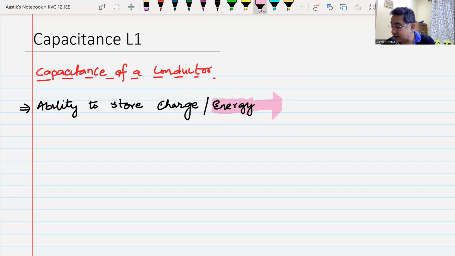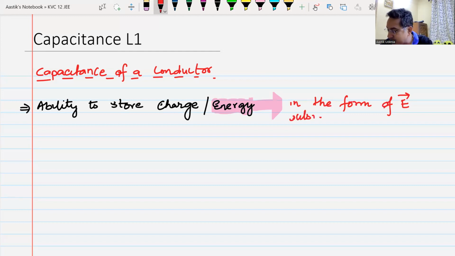It stores energy in the form of electric field. And the good part is that the electric field is not inside the conductor. That electric field is outside the conductor, because there is no electric field inside the conductor.